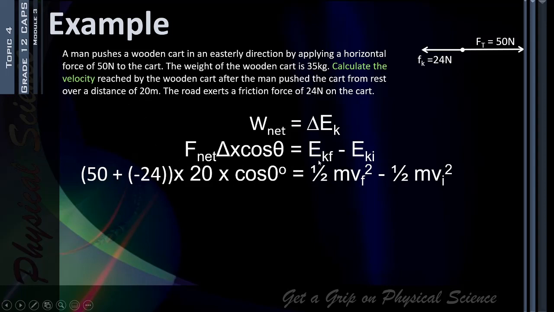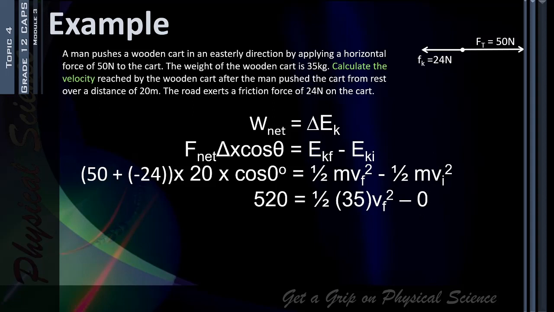And that's equal to the final kinetic energy, which is half m vf squared, minus the initial kinetic energy, which is half m vi squared. Now, if you calculate the left-hand side on your calculator, it's 520. And on the right-hand side, we can substitute the mass. We know that the mass of the cart was 35 kilograms. We don't know what the final velocity is. We want to calculate the final velocity, but we do know that the initial kinetic energy was 0 because the cart was pushed from rest. So the initial velocity was 0, and therefore the initial kinetic energy will also be 0.